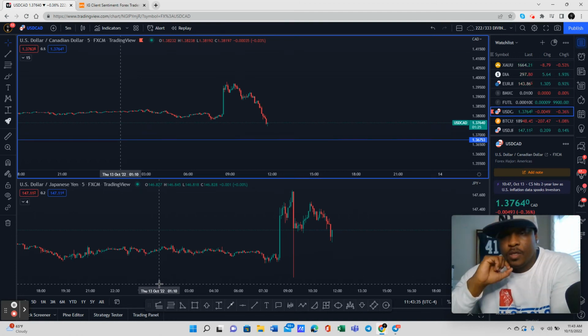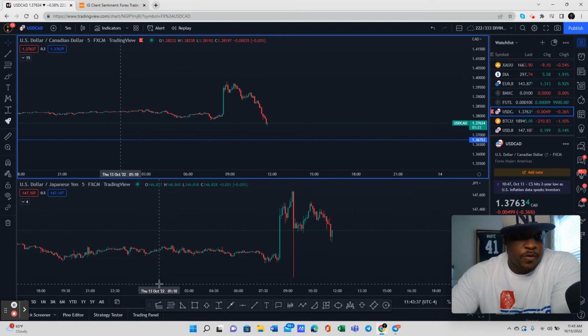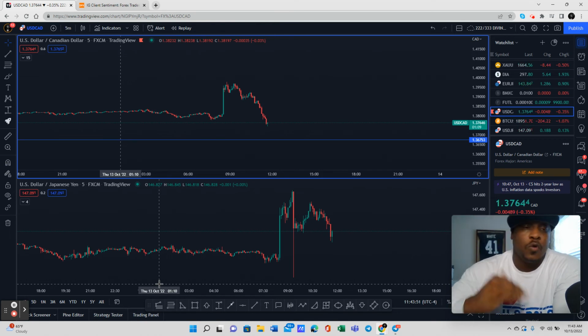Check this out. Today I'm gonna go over a small little technique that I use. It's called a correlation strategy. So at the top, you see I got the US dollar Canadian dollar on the 5 minute chart, and then I have the US dollar Japanese yen on the 5 minute chart.